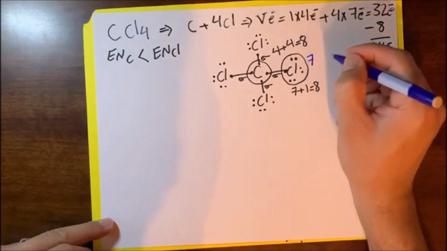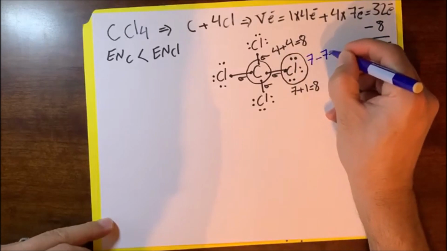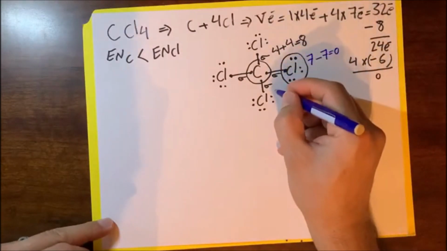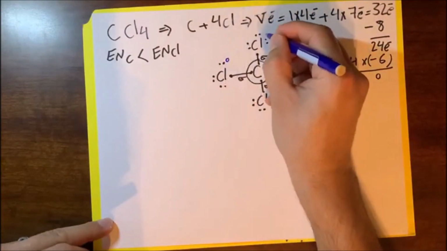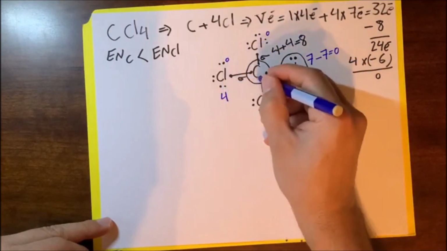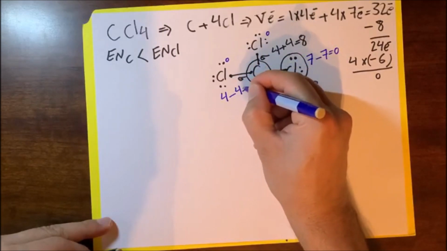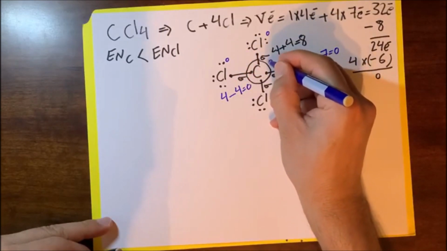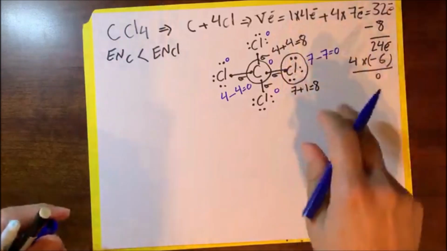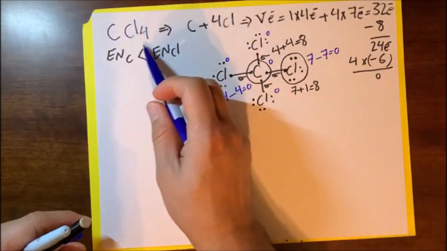Formal charges, if you practice formal charges, you go with, this is a chlorine, it's a group 7, minus, we see 7 electrons inside the circle, 0. You get 0 formal charge for each. How about carbon? Carbon is a group 4, minus, I see 4 electrons inside the circle, 0. So carbon has 0 formal charge. When you add all the formal charges, they will be equal to the charge of this molecule, which is 0.